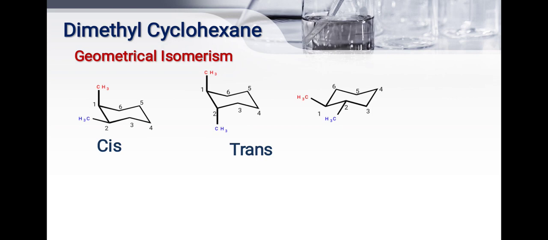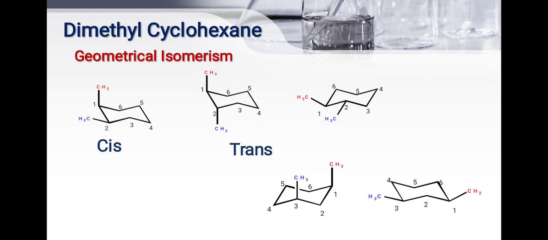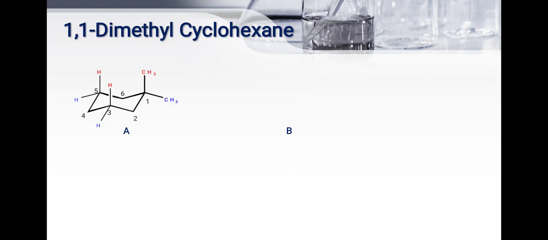Cis isomer. What does the chart say? When the 1,2 position is considered, cis is axial-equatorial, and trans is axial-axial or equatorial-equatorial. This is when the ring gets flipped. This is 1,2 and 1,3, and this is the ring flip. This is the 1,3 position. Then this is 1,1-dimethylcyclohexane.